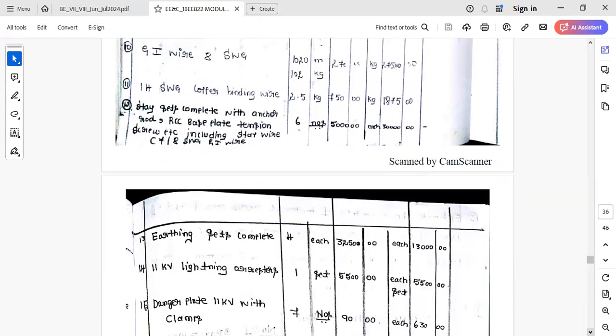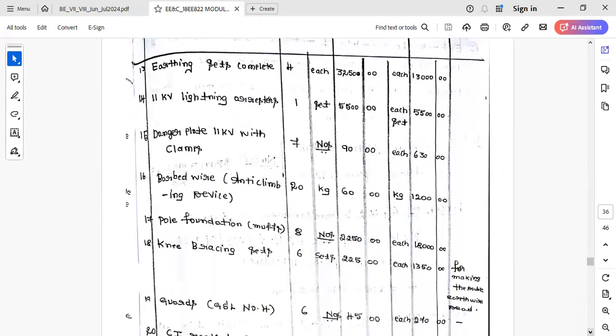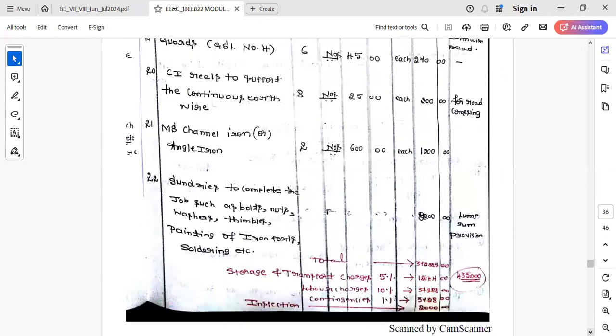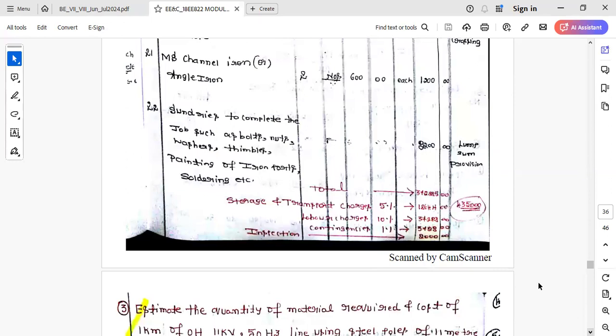And then base plate, tension nothing sets, lightning arrestor, danger plate, barbed wire, pole foundation, tracing set, guards, CI reels, MS channel, sundries. Total cost 3,72,885. Storage and transport charges 5%, and then labor charges 10% of this. Contingency charges 1%. Inspection charges 2,000 rupees. Total you're going to get 4 lakh, about 4,35,000 rupees.